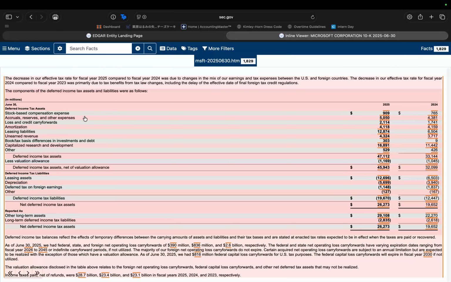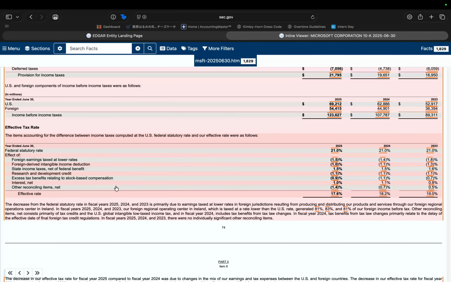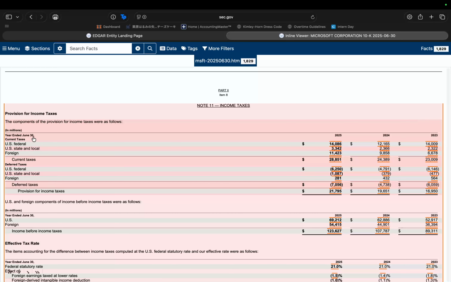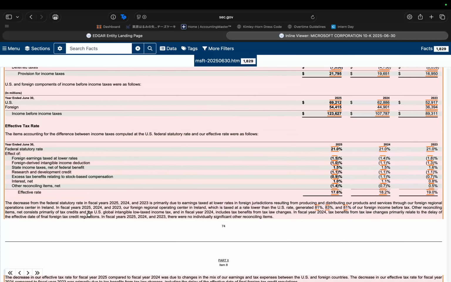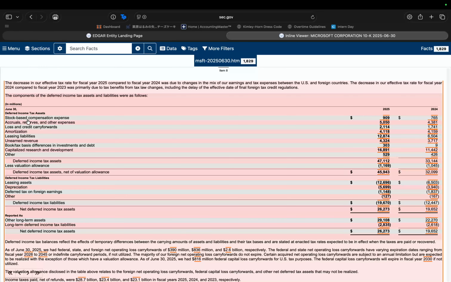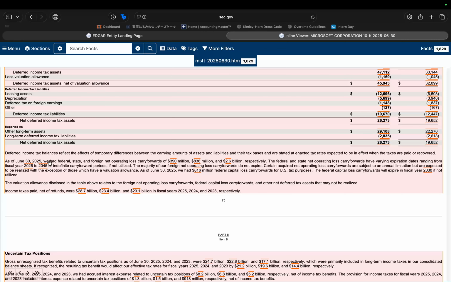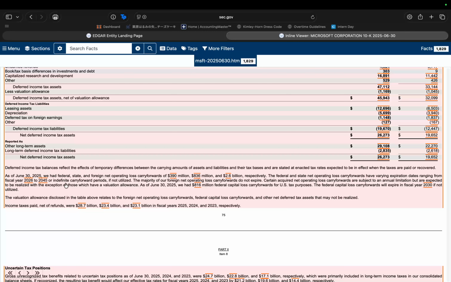And yeah, you can just see the different items: stock-based compensation expense, leasing liabilities, depreciation. We just did that, for example. This could have been a result of a change in depreciation methods. And then I also believe, no, okay. Well, here we can see the deferred tax assets and deferred tax liabilities in a real world setting. They're just included as a note to the financial statements.